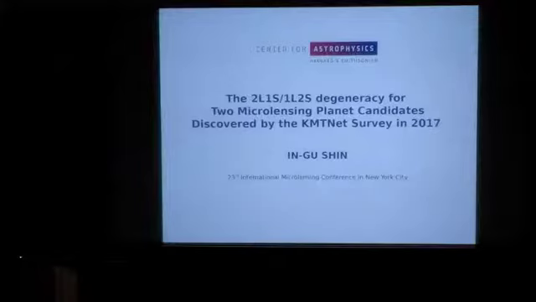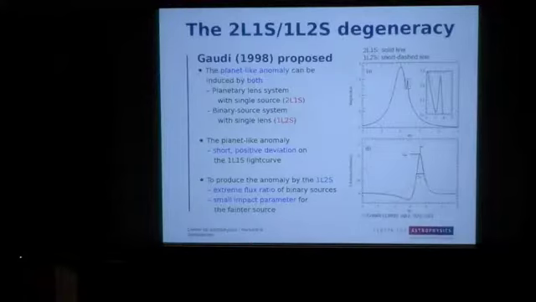Okay. I'm Ingushin from the Center for Astrophysics. I'm working with Jennifer Yee. So today, I will present two microlensing planet candidates. The important thing is that they are candidates, discovered by the KMTNet survey. I say these are candidates because I found a degeneracy between binary lens and binary source. So this is the answer to Dominic's question.